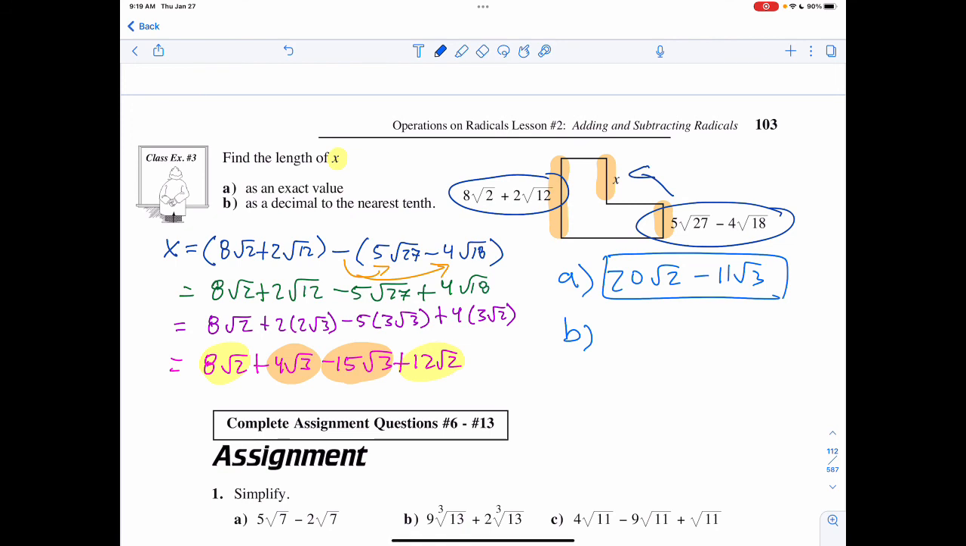For B, where it says as a decimal to the nearest tenth, I can just put in 20 root 2 minus 11 root 3 into my calculator, and it rounds to 9.2. All right, that's it for adding and subtracting.